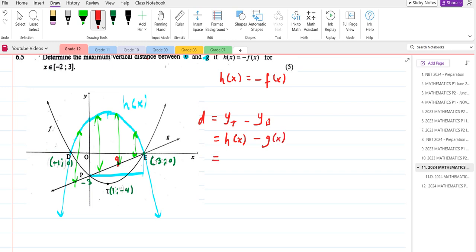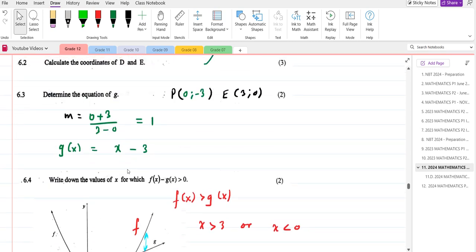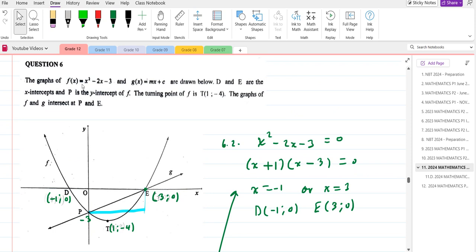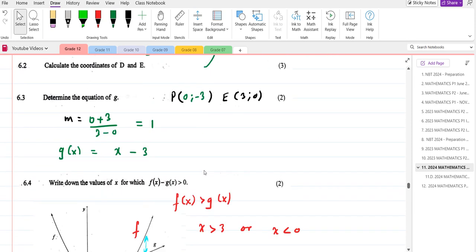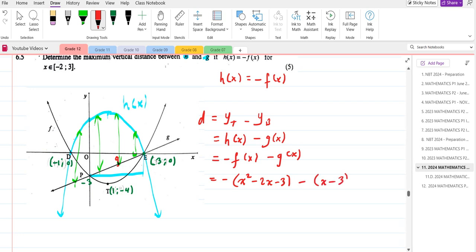Now, what's the top graph? H of x is negative f of x, so we need to make all these values negative. It's going to become negative x squared plus 2x plus 3. Negative f of x minus g of x. That was the function, and g of x is x squared minus 2x minus 3.